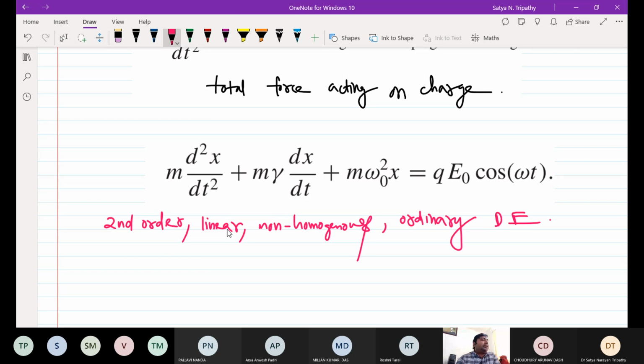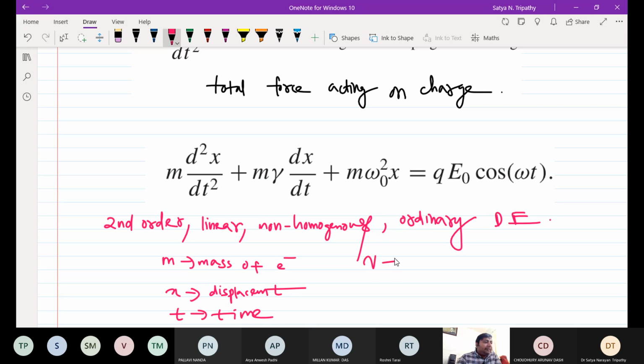Okay. So here m is the mass of the electron, x is the displacement, t is time, gamma is damping, E0 is the electric field, omega is the frequency at which we vibrate the electric field, meaning of the electromagnetic wave, and q is the charge. Is it clear?